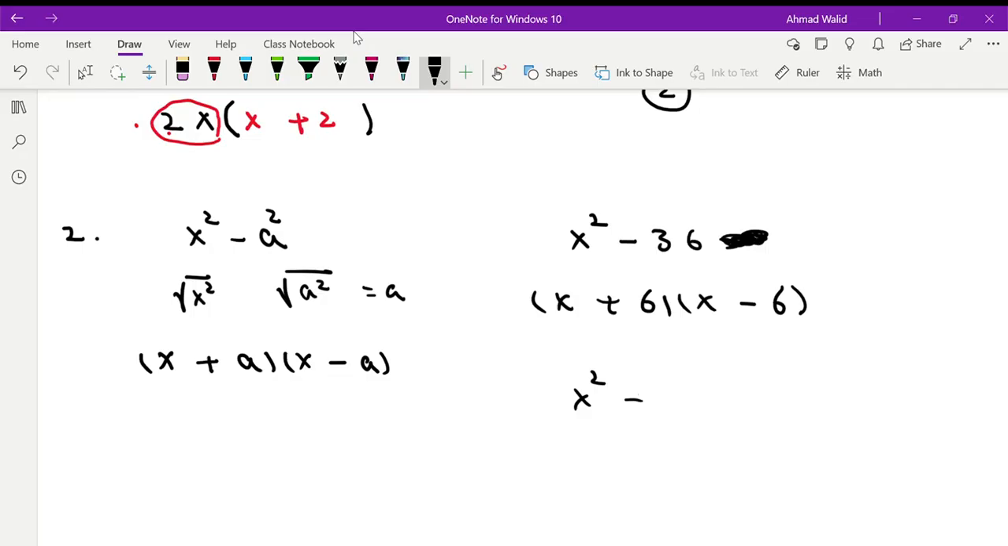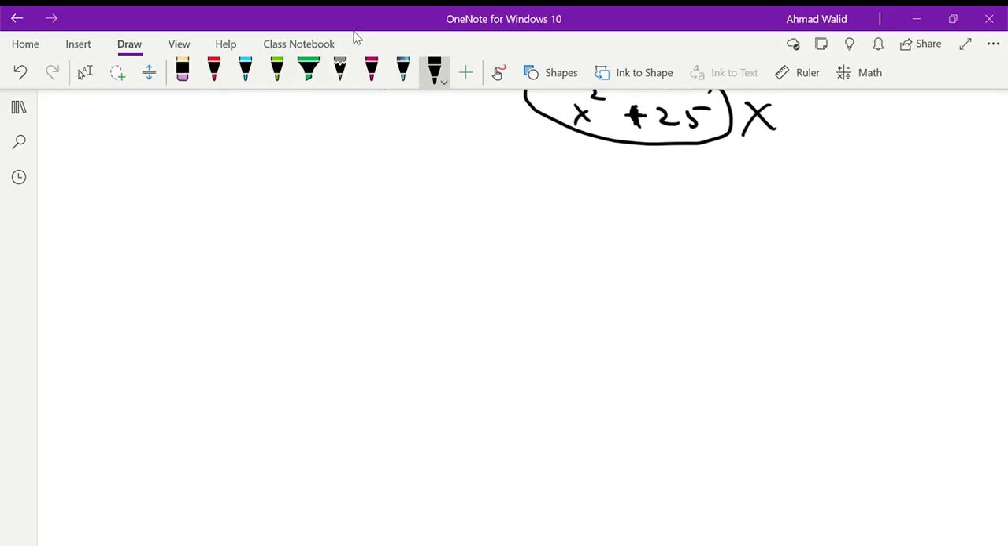Another one, x squared plus 25. Can I factor? Be careful. We call this one the difference of the squares, not the sum of the squares. You cannot factor this. Oh, we may factor, but we end up with imaginary numbers or complex numbers, which we don't want to do here, correct? We cannot factor it. The third type is x squared plus bx plus c.